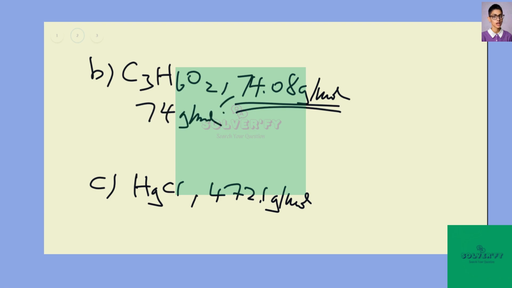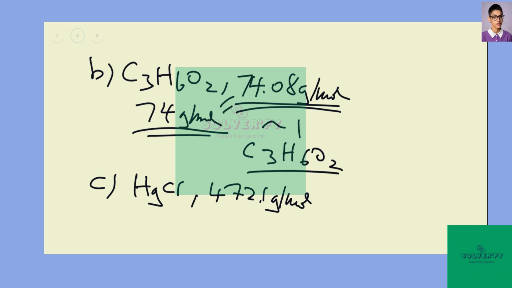And you can see that they are roughly the same. This molar mass is roughly equal to the molecular molar mass. So therefore, the multiple will be around 1. So we still have C3H6O2 as the molecular formula.